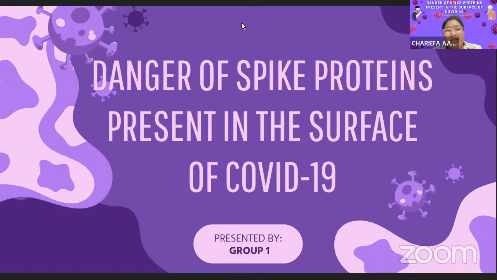So, from our research, we have actually found out that there are 2 types of methods that can be used to detect glycosylated proteins. And these are the staining and affinity-based methods. And aside from that, I've noticed that we haven't answered the question that ma'am gave yet, which is, what is the reason why spike proteins are glycosylated?